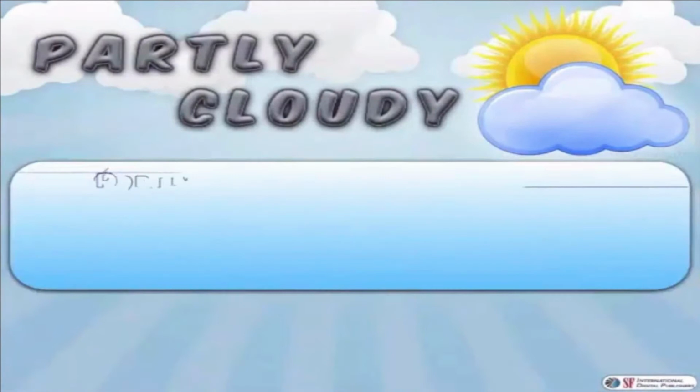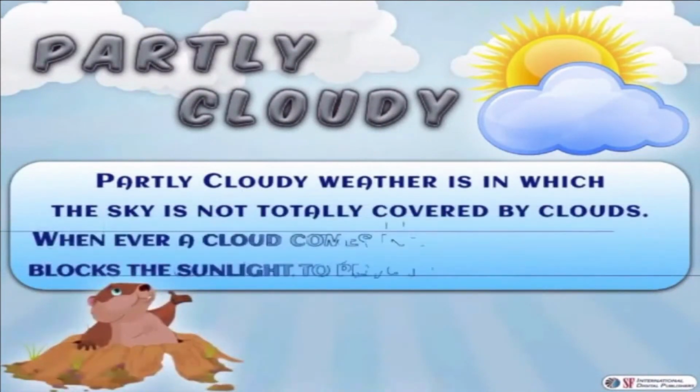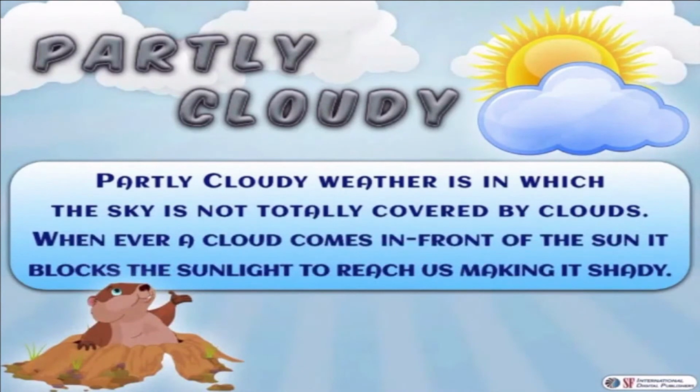Partly cloudy weather is in which the sky is not totally covered by clouds. Whenever a cloud comes in front of the sun, it blocks the sunlight from reaching us, making it shady.